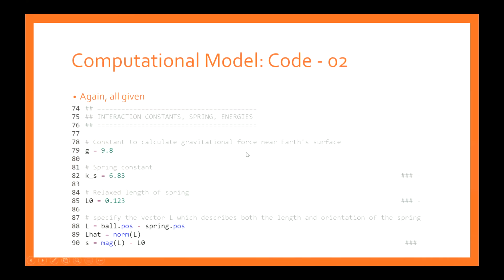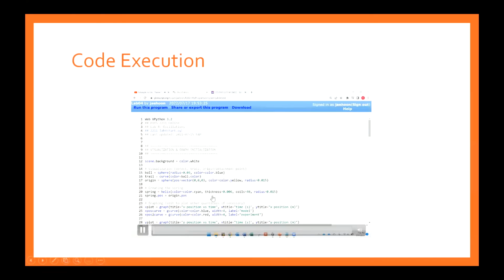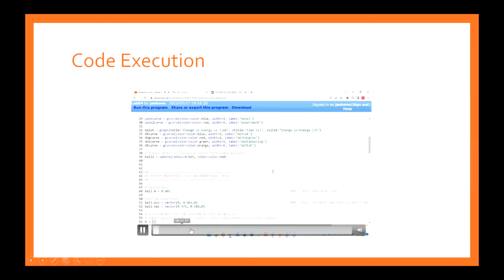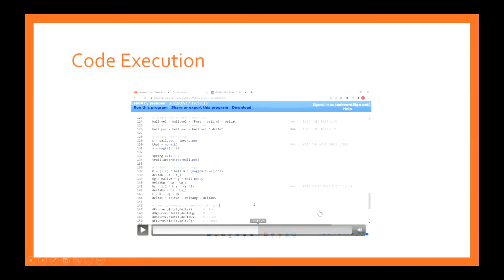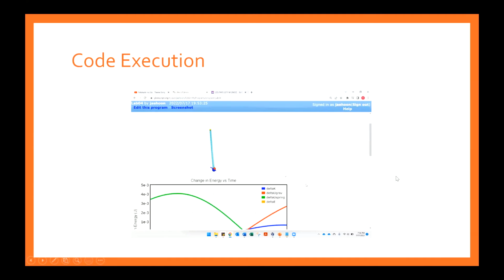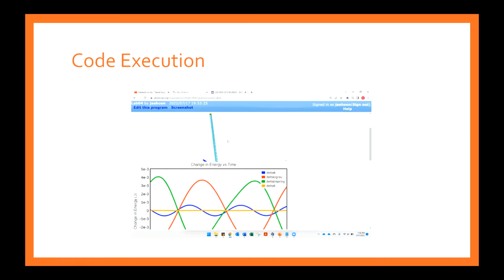Here's a snippet of code again. And here is another snippet of code. You can actually see the details with the reference. Here's the execution of that code. It looks really fair, very similar to the experiment.